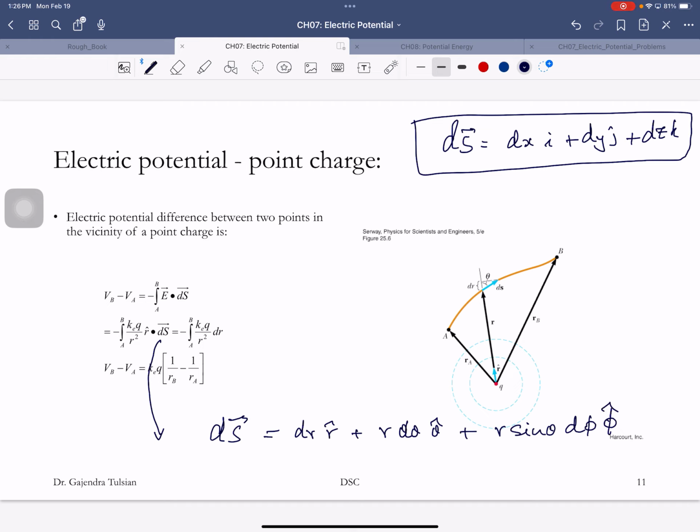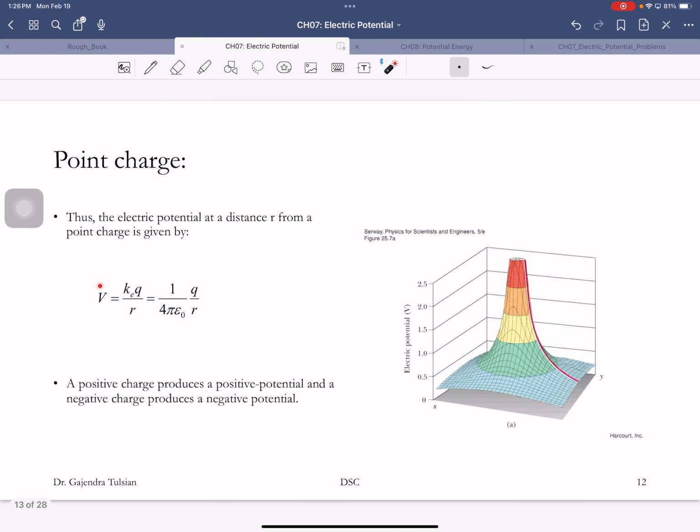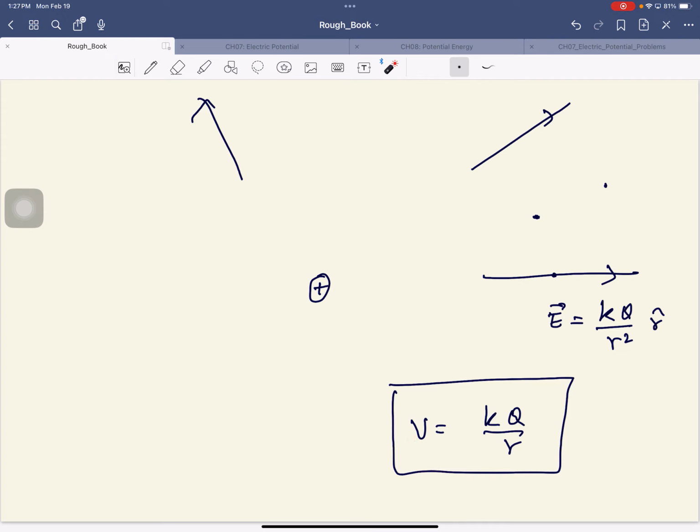All right, so this is written like so, and when you do the dot product, only r dot r survives, and you can do this line integral. So for the difference in potential, you get a path-independent term. What this boils down to is that the electric potential from a point charge is given by kq by r. That's what you want to remember. The magnitude of the electric field is kq by r squared. Electric potential is kq by r.